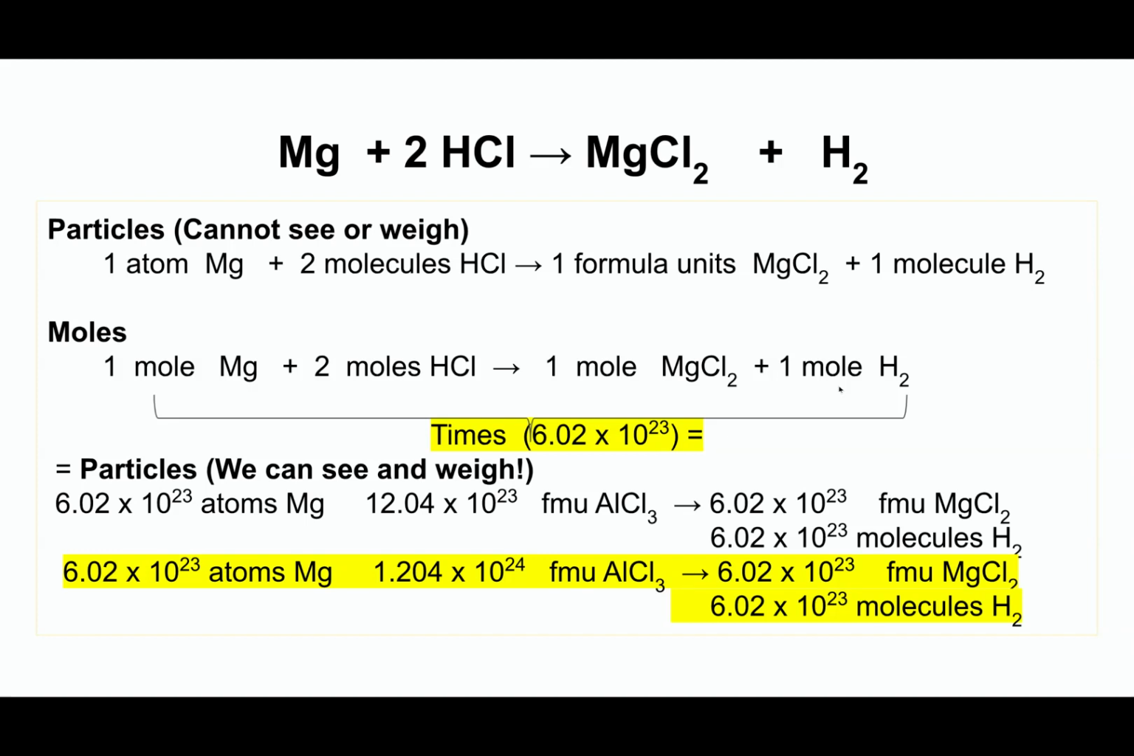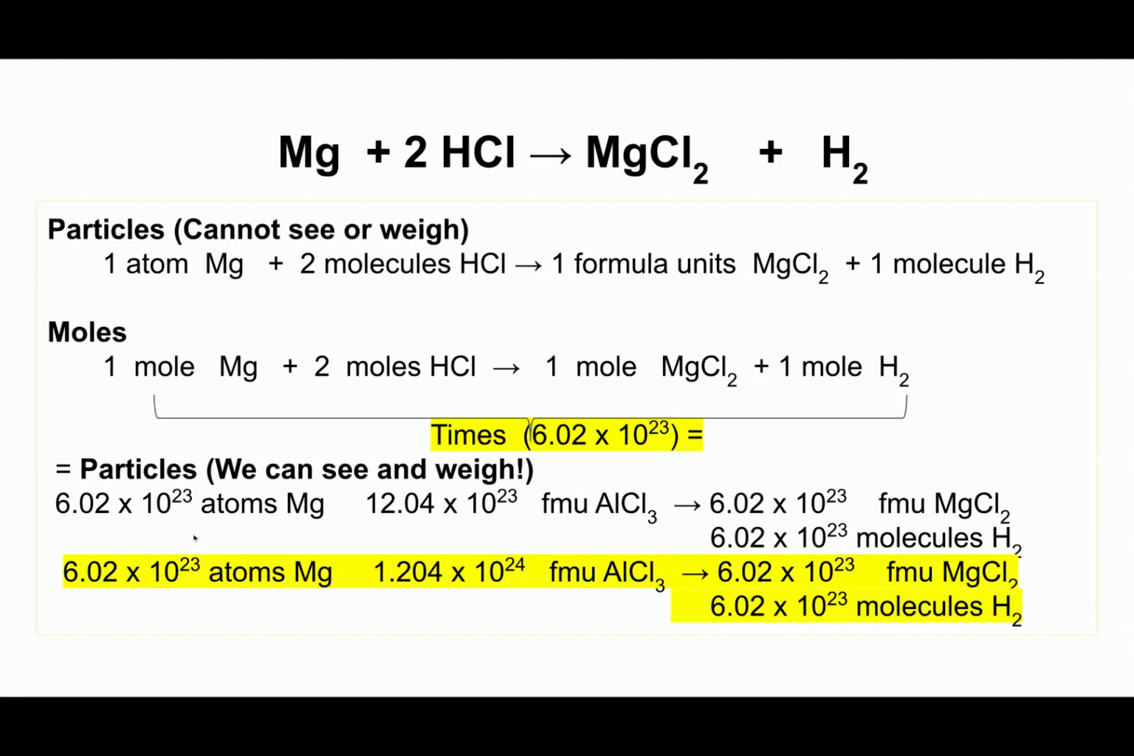Okay, so in chemistry, we can't see one atom, two molecules, or one formula unit, or even one molecule. But what can we see? We can see 1 mole of each of these. So in order to count how many particles are present in 1, 2, or 3 moles, we multiply them all times 6.02 times 10 to the 23rd.